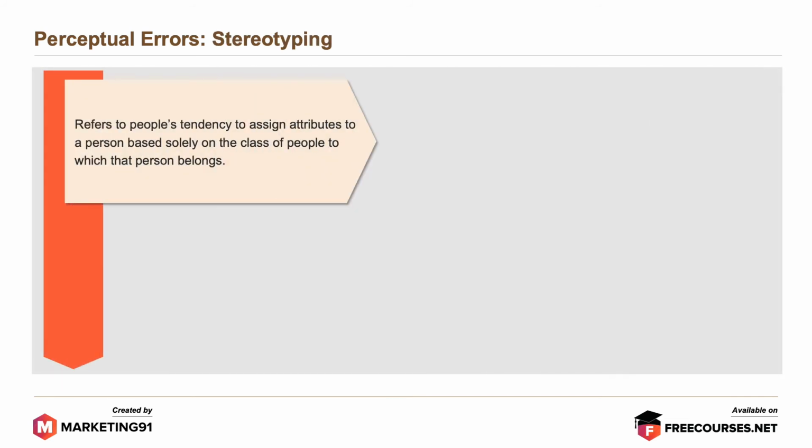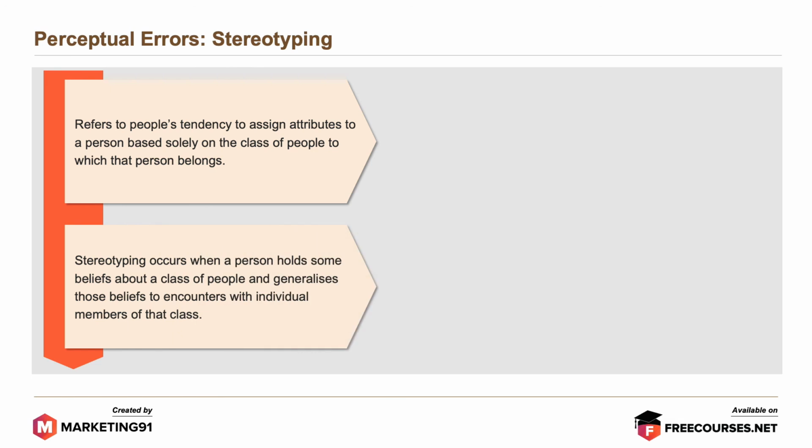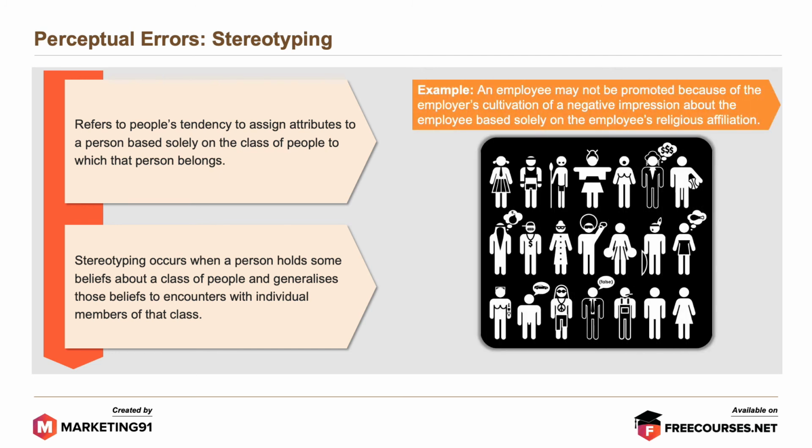Moving on to the third perceptual error, stereotyping. Refers to people's tendency to assign attributes to a person based solely on the class of people to which that person belongs. Stereotyping occurs when a person holds some belief about a class of people and generalizes those beliefs to encounters with individual members of that class. Example: an employee may not be promoted because of employee's cultivation of a negative impression about the employee based solely on the employee's religion affiliation.